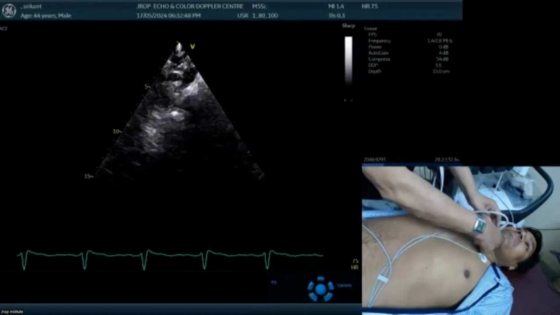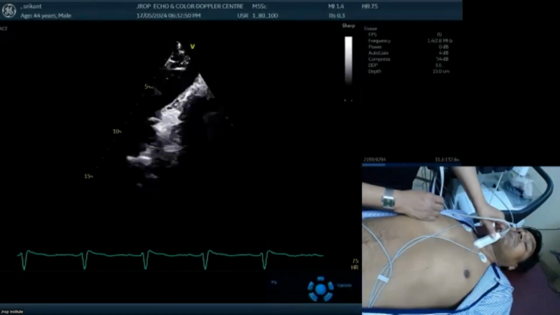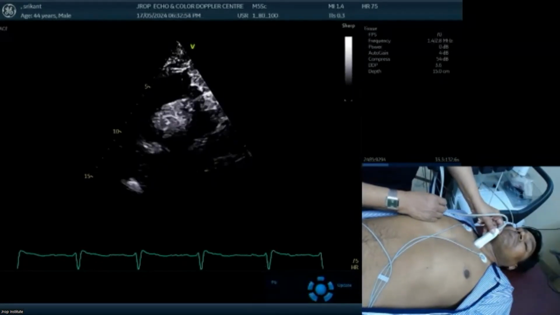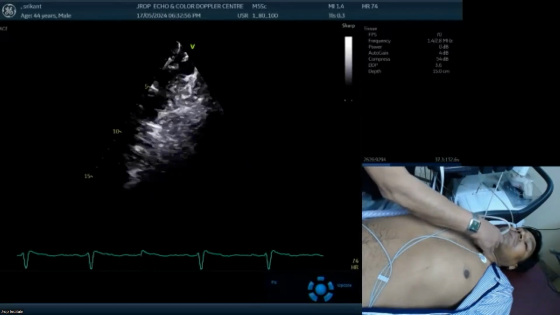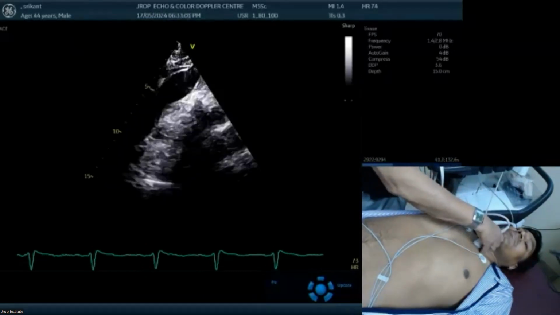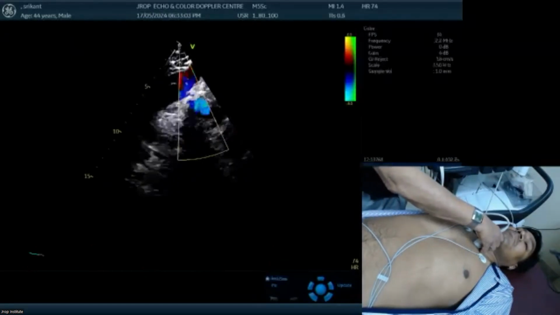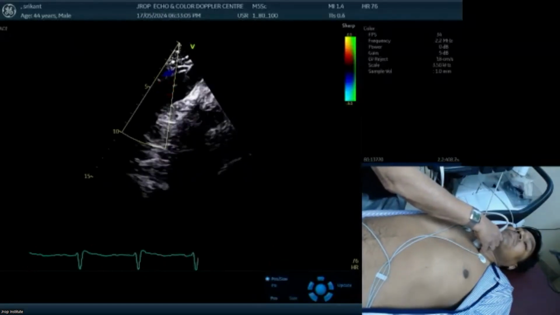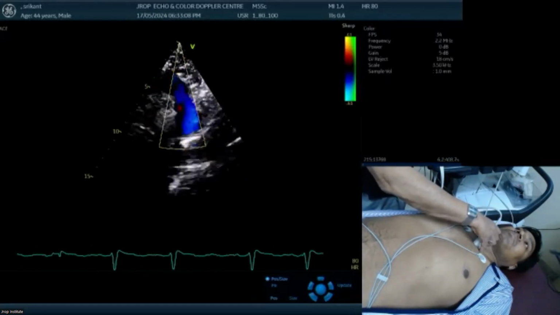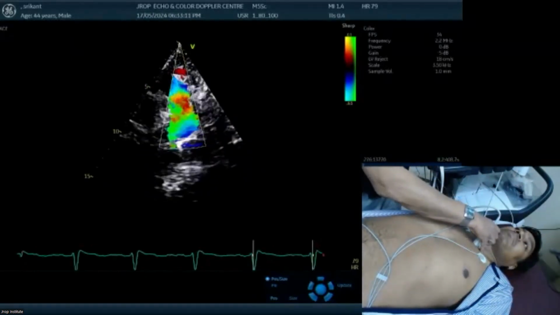So in one plane, I'll be able to see the ascending aorta, and in the other plane I'll be able to see the descending aorta. Ascending and descending cannot be seen in the same plane. Here is the ascending aorta. And the best part of the ascending aorta is, switch on colors, they'll be all red in color. The descending aorta will be blue in color. And that's how we look for it.